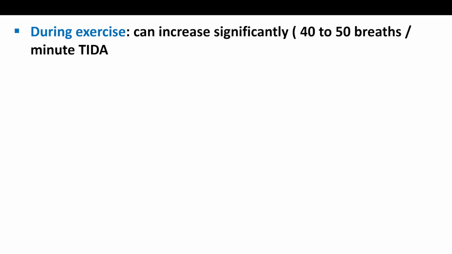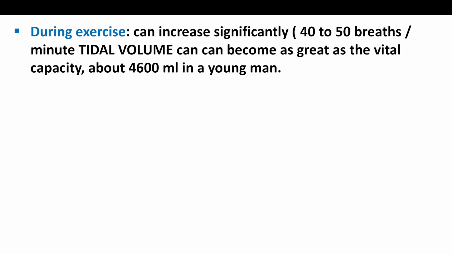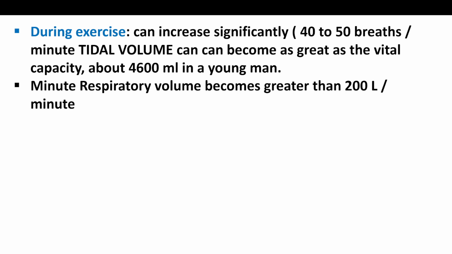During exercise, the respiratory rate can increase significantly, to 40 to 50 breaths/minute. Tidal volume can become as great as the vital capacity, about 4,600 milliliters in a young man. Minute respiratory volume becomes greater than 200 L/minute, or more than 30 times normal.